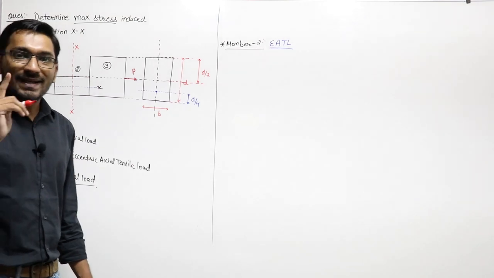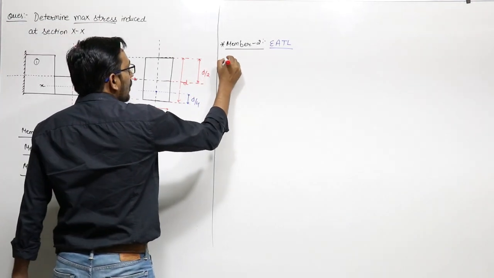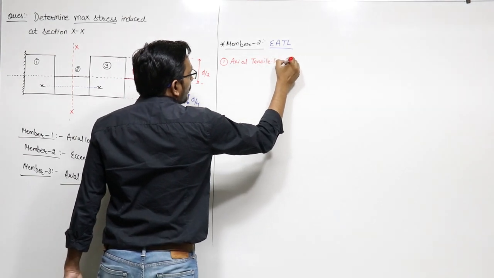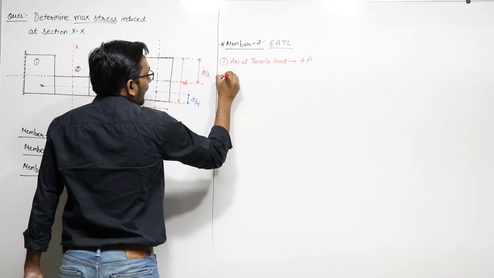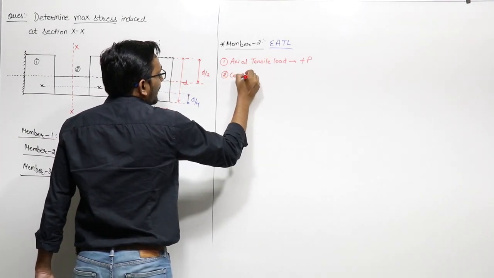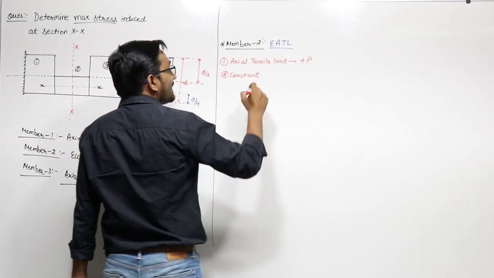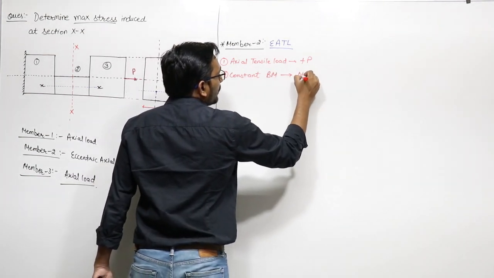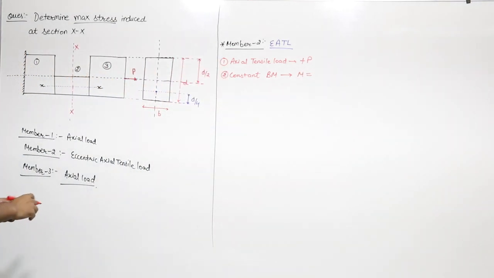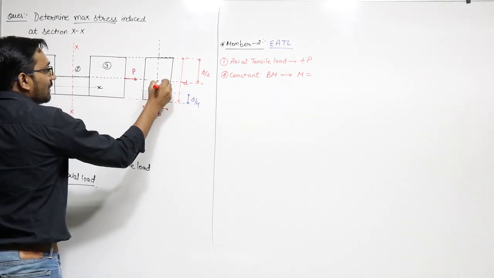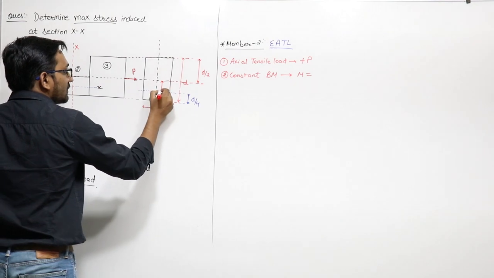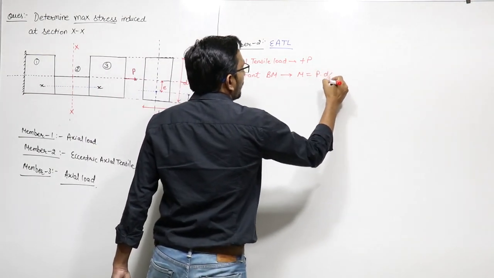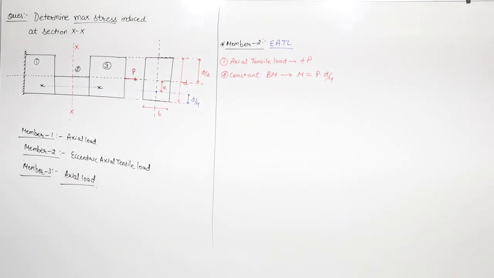And we know that one eccentric axial tensile load will be equal to, first, an axial tensile load whose magnitude is plus P, and second, a constant bending moment. The magnitude of this bending moment will be load into eccentricity, and eccentricity will be d by 4. So the bending moment will be P into d by 4.